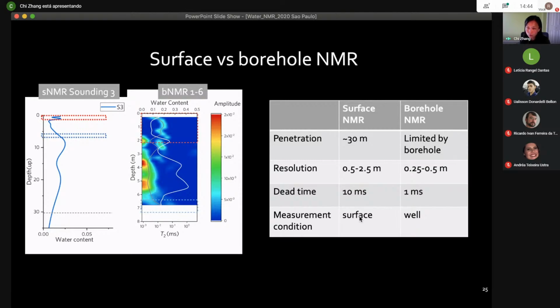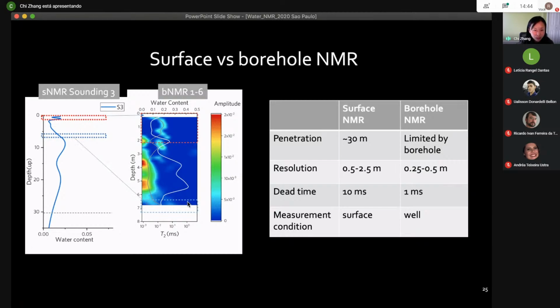And in terms of the fashion of the measurement, for the surface NMR, you just need to lay your cables on the surface, and for the borehole NMR, you deploy your probe into the well to do the measurements.